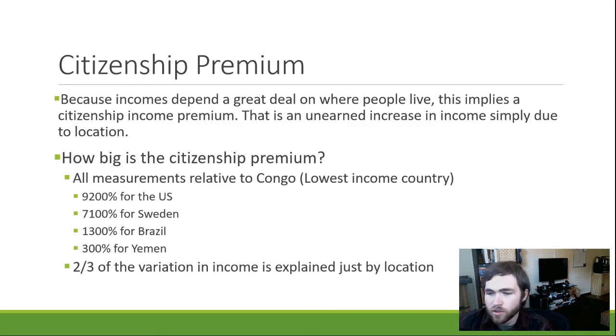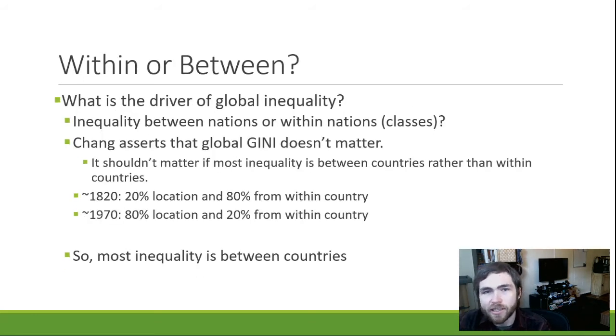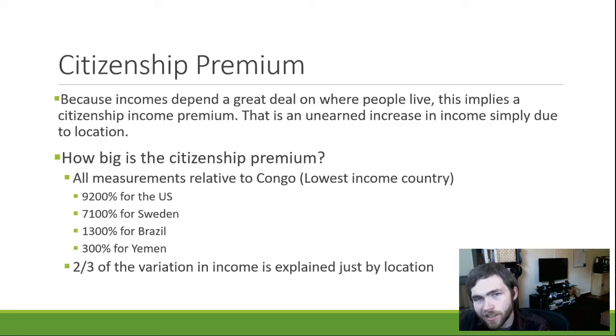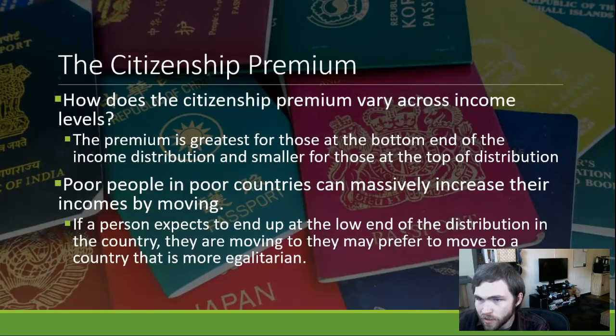And so two-thirds of the variation in income is explained just by differences in location, as of, I believe, 2015 when those numbers were produced. So a little bit less than our previous 1970 ratio. But still, the vast majority of inequality is explained by location.